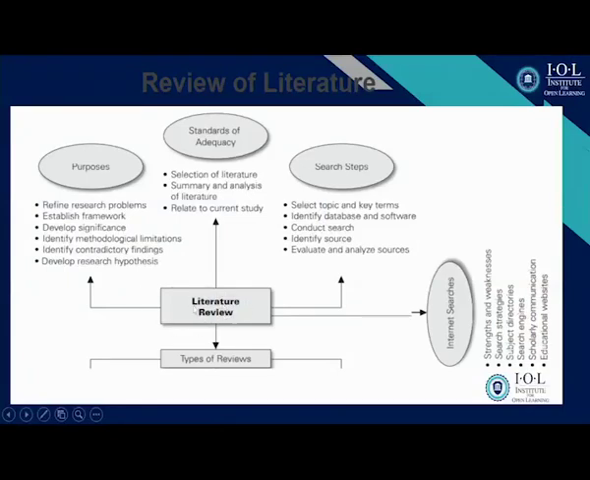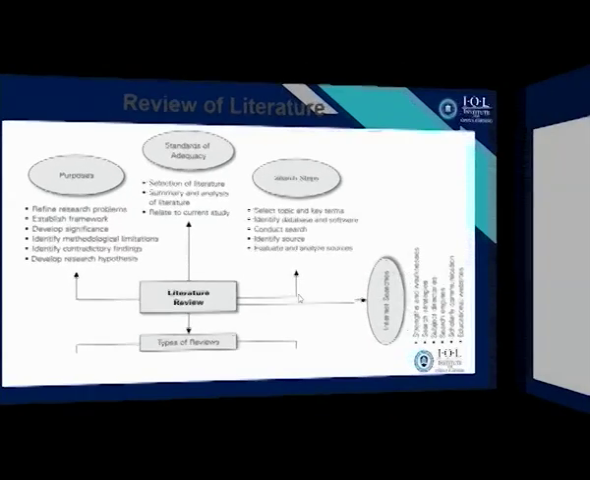So literature review is for you to read what others have written, what others have discovered so far. So the purpose of literature review, for example, what is the purpose of literature? Define research problems, establish framework, develop significance, identify methodological limitations, identify contradicting findings, develop research hypothesis. That's why you read literature review. Standard of adequacy, selection of literature, summary and analysis of literature related to the current study, and also search steps, which help you to find topics or identify databases where to find some software and so forth. And also internet searches, strengths and weaknesses. You find all this by reading literature review. What is the point of internet searches? Their strengths, their weaknesses, the search engine, and types of literature review.